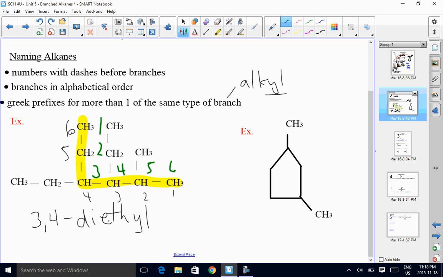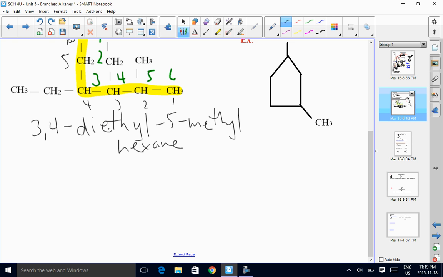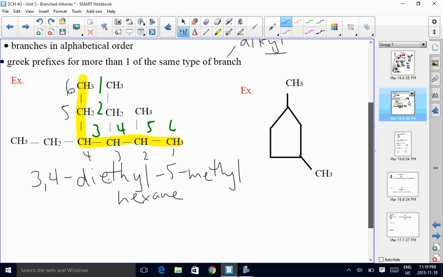So alphabetical order of branches, right? So ethyl comes before methyl alphabetically. So the next one here is the 5-methyl. And then hexane. There you go. And hexane is the parent branch.